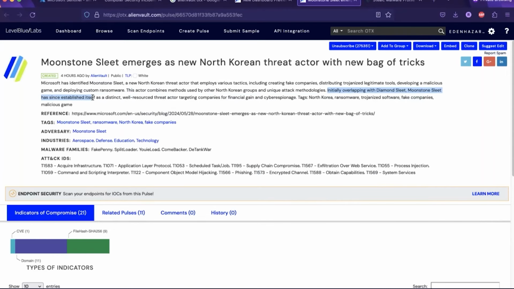Moonstone Sleet has since established itself as a distinct, well-resourced threat actor targeting companies for financial gain and cyber espionage, which looks very intriguing, very interesting as well, right? So this threat platform is completely free. It is open source, and that's why I have given you the link.